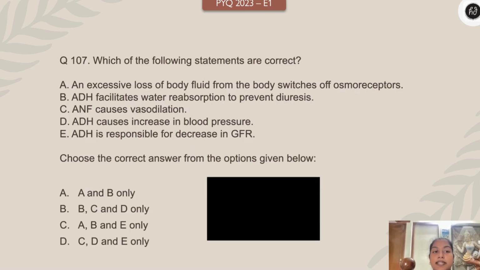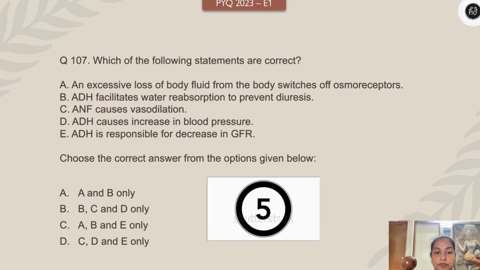Which of the following statements are correct? An excessive loss of body fluid from the body switches off osmoreceptors. ADH facilitates water reabsorption to prevent diuresis. ANF causes vasodilation. ADH causes increase in blood pressure. ADH is responsible for decreasing GFR. What do you think? Correct statements. Your time starts 3, 2, 1 right now.